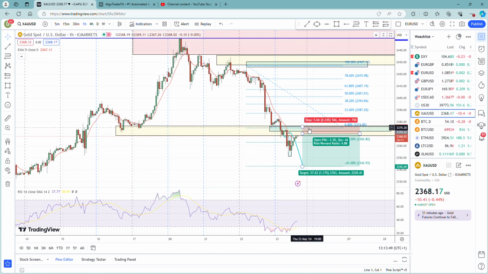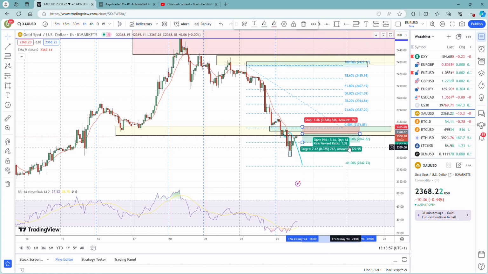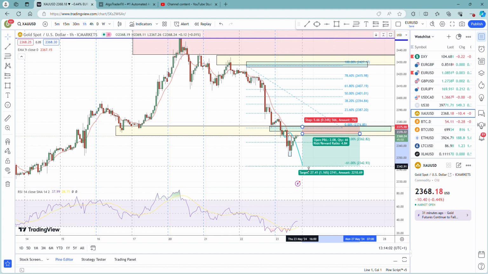So I'd have my stop loss just above this level here, just in case it retraces. My TP1 would be minus 23, but obviously that's not a very good risk to reward ratio. It's only 1.32. Ideally, my target profit would be this region here, the minus 61, and that would leave a risk to reward ratio of 4.84.